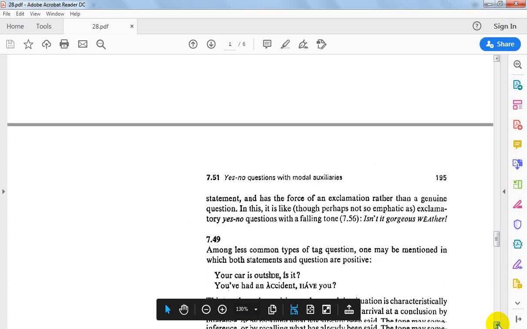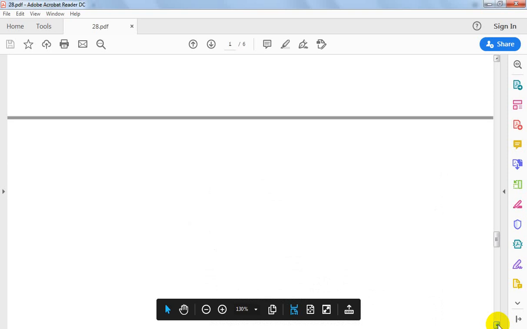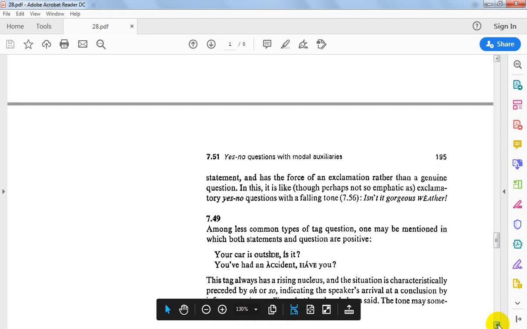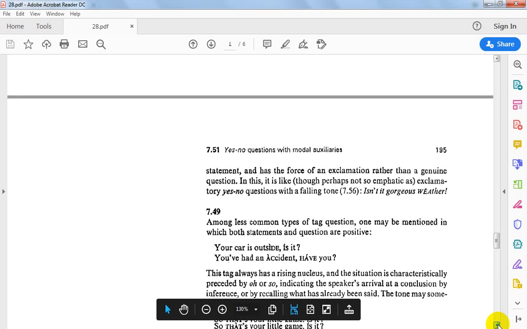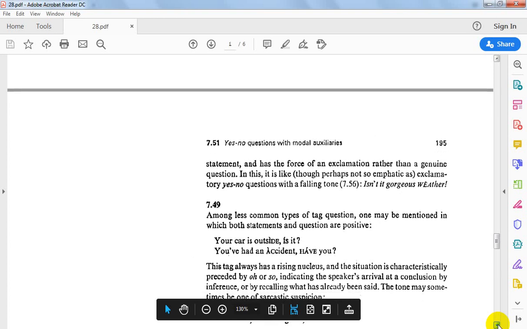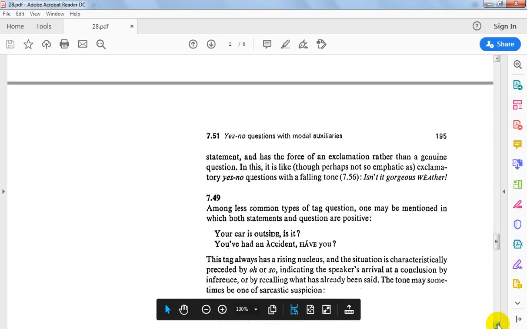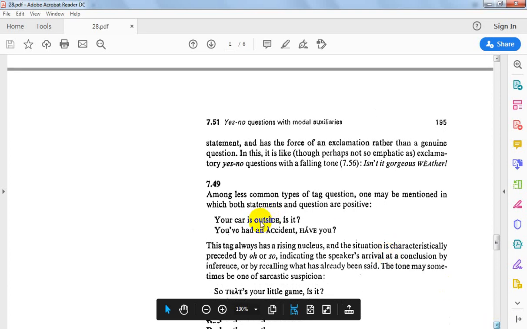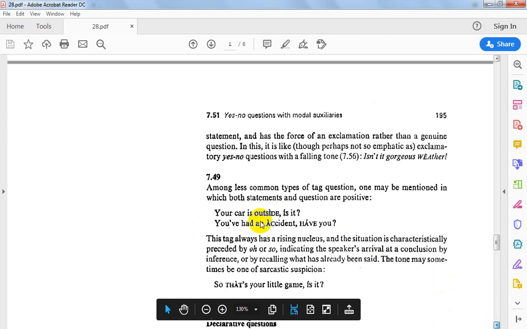Okay, item 7.46. Now we agreed that if the sentence or the statement is positive, the tag question is negative. If the statement is negative, the tag question is positive. But we have a less common type of yes/no question in which I have both the statement and the tag question positive. How come? Or what does it mean?